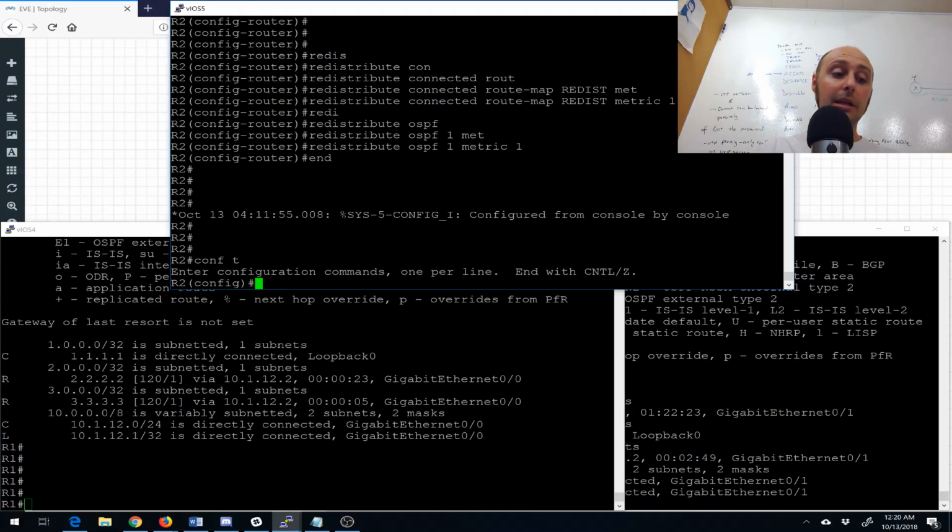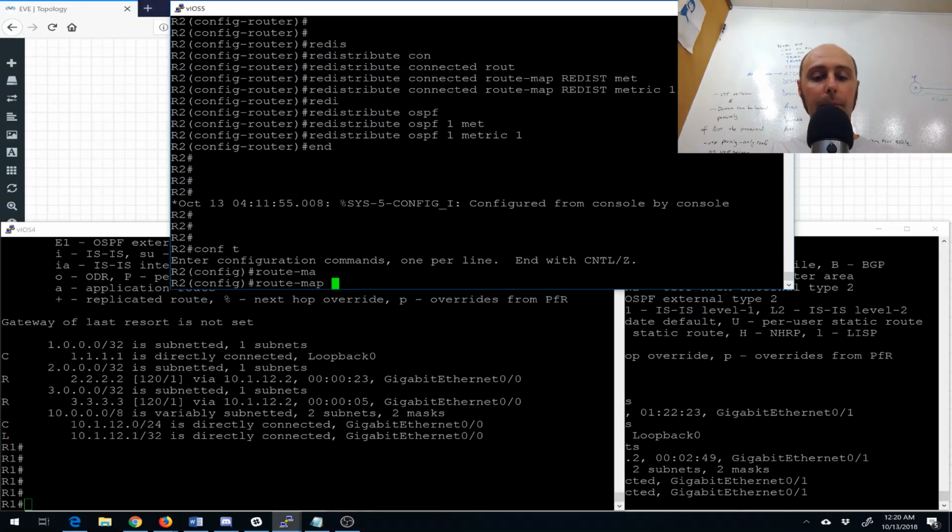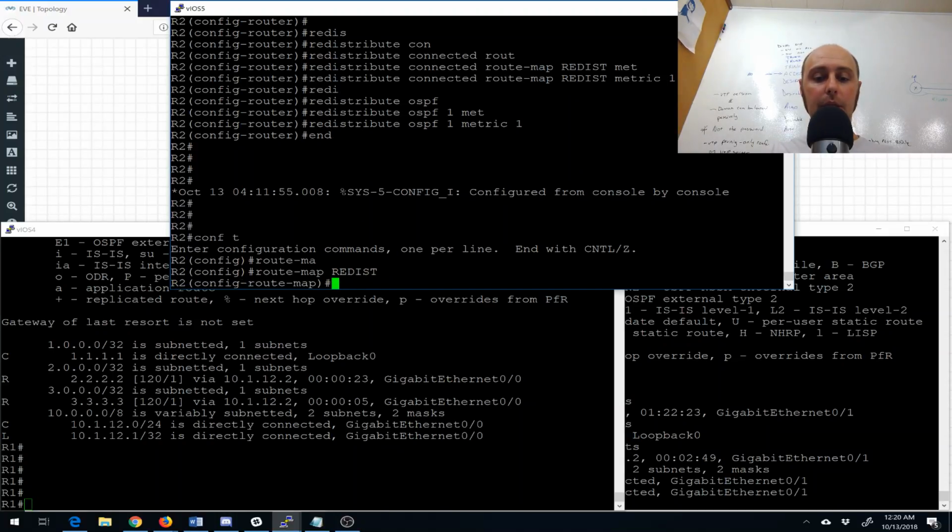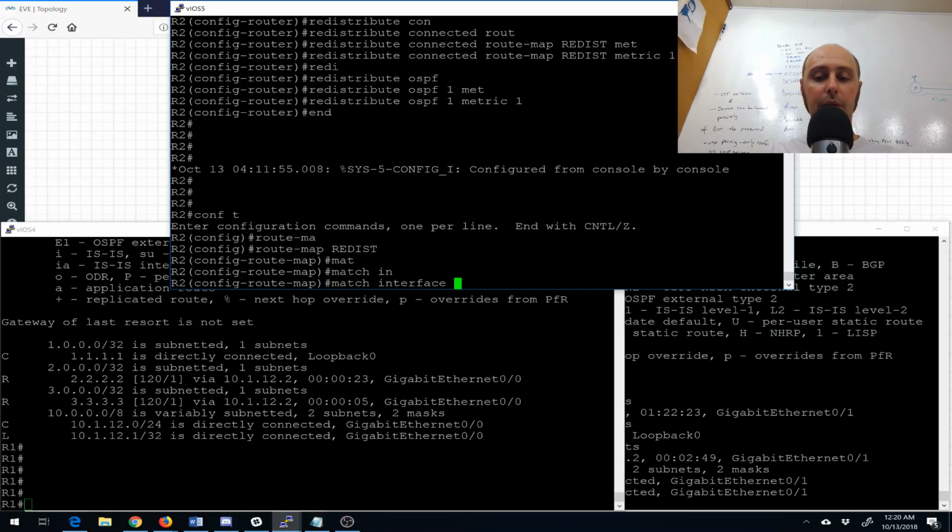And then, is there another command that they're not telling you that you need to run, but that you should know based on experience? And that would be including the route map redist, and match interface loopback 0, and also gigabit 0/1.